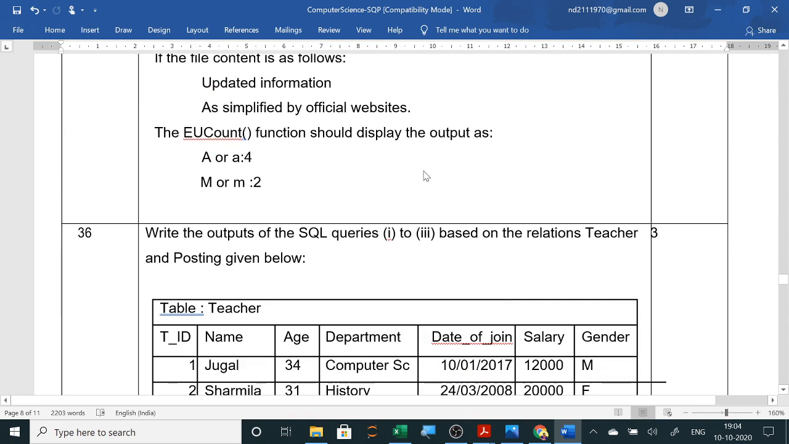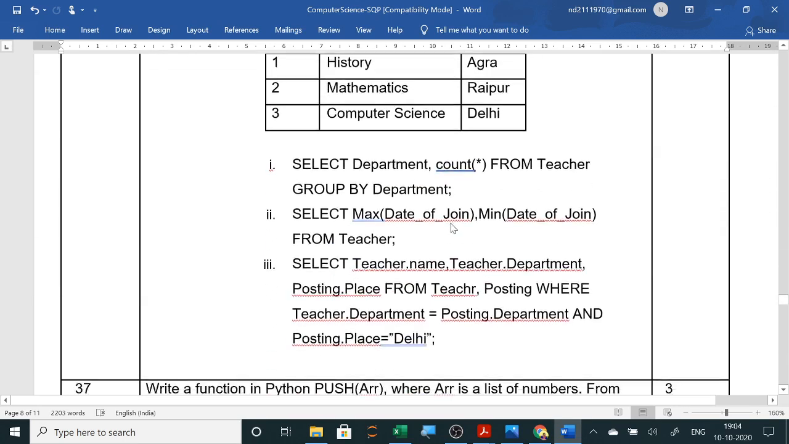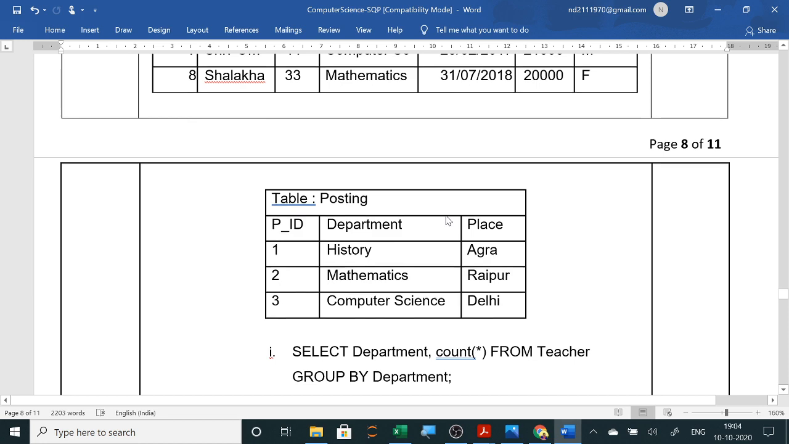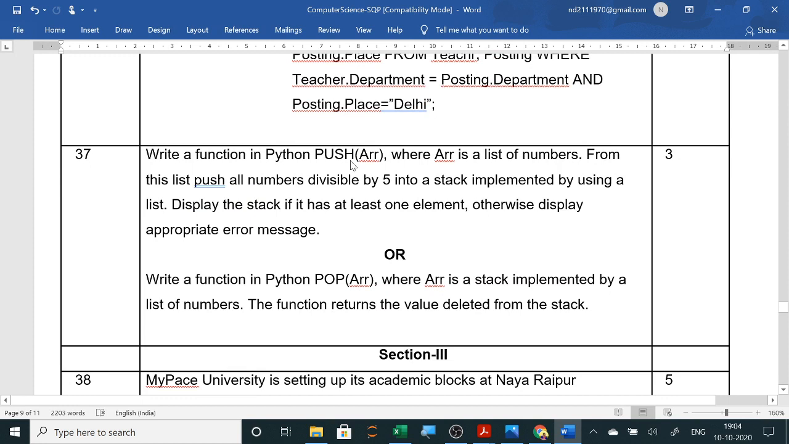Out of these two, any one you have to do. Now this SQL question has a select query and two tables. You can see here one table and two tables, that is, join will also be used. In the third one they have used join here. So the output of these three, 1 mark for the output question they have asked, and then they have asked for stack, push they have asked, or pop they have asked.